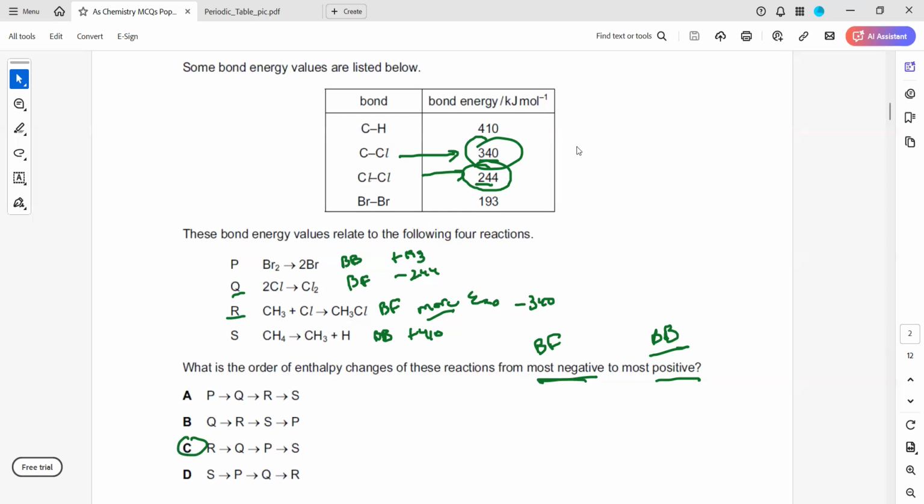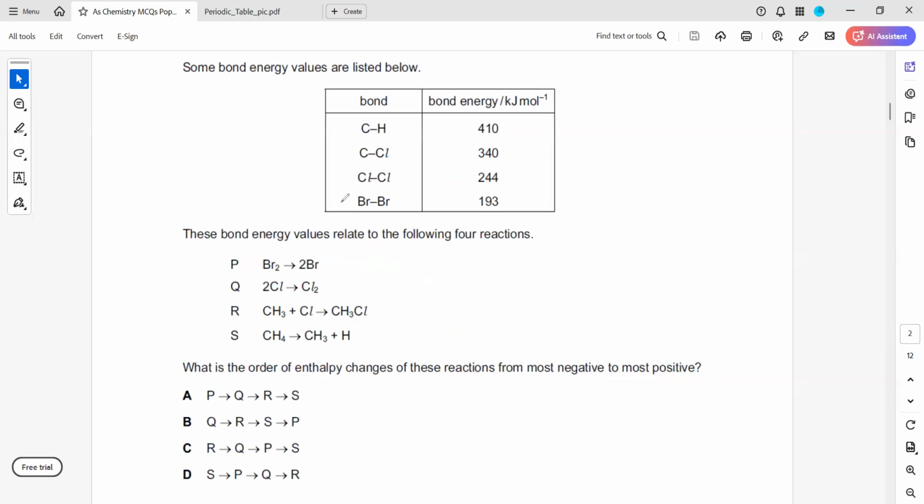Is it clear how we worked it out? First, we work out the type of reaction. How do we work out the type of reaction? This is bond breaking, and bond breaking is endothermic. This is bond forming, like chlorine atoms forming a chlorine molecule, so it will be exo. This is also bond forming, so it is exo. And this one is bond breaking, so bond breaking is endo.